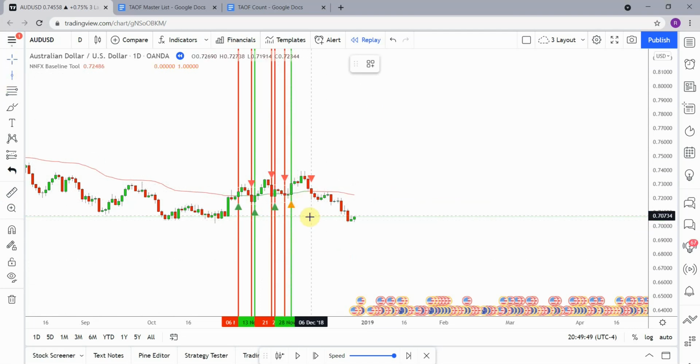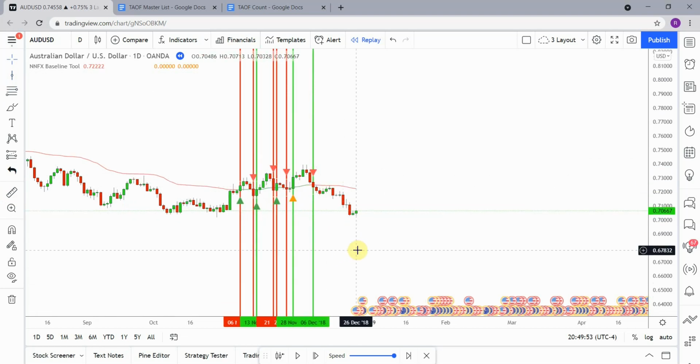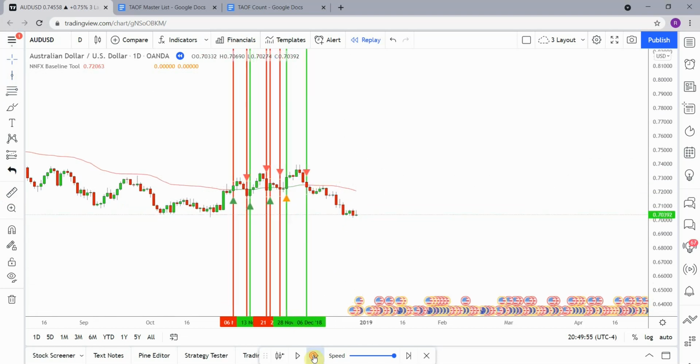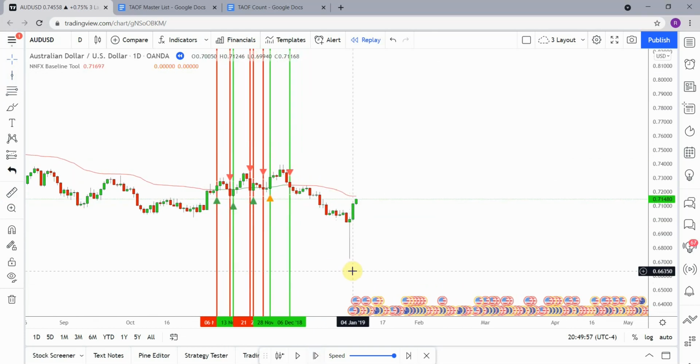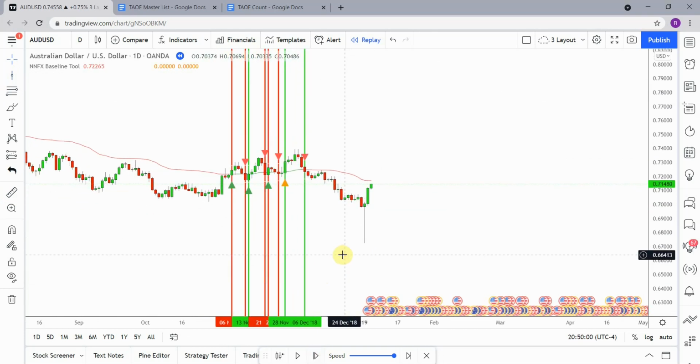So we get to take profit on that one. Then we get a short right there, and once again take profit. All right, so that puts us at the end of the year there.